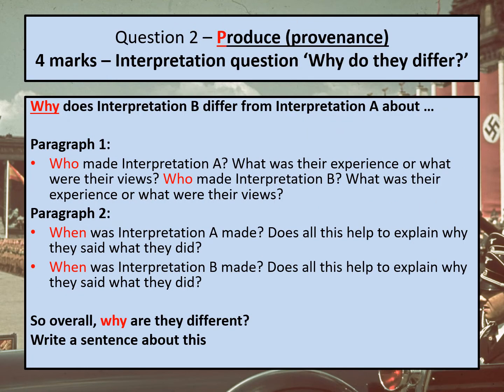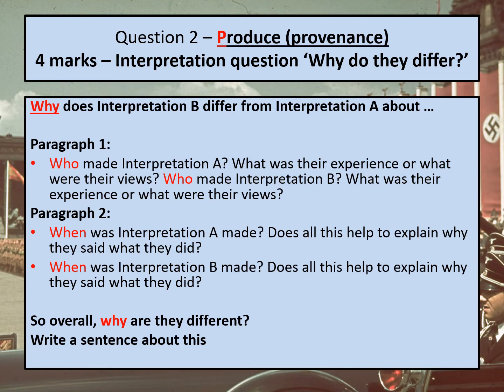Okay, so now I'm going to talk through the technique for question 2. Now remember I mentioned at the beginning that question 2 is our produce, so cats produce kittens. This is the produce section, and basically this is all about provenance. This is where we now focus on who created the source. What is their background? Why might that influence their opinion? And we also have to think about why they made this particular source, and also when was it made as well. So a number of different things we have to consider when we're thinking about the question 2 question.